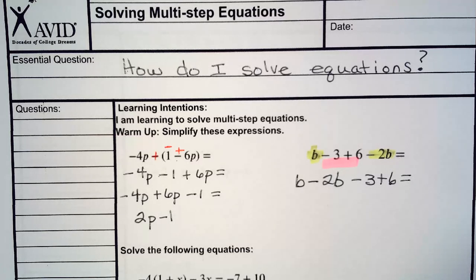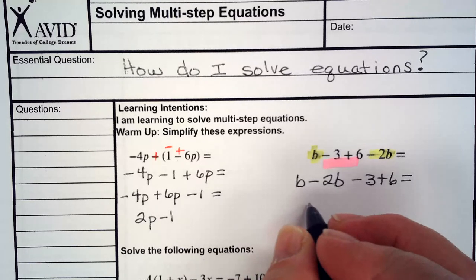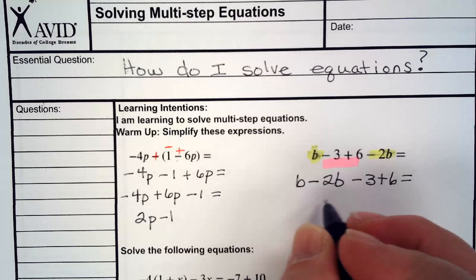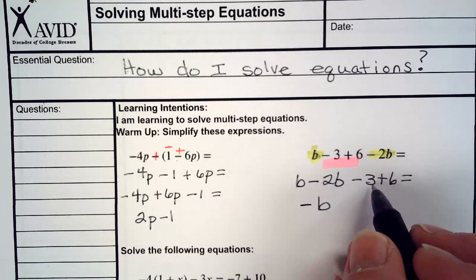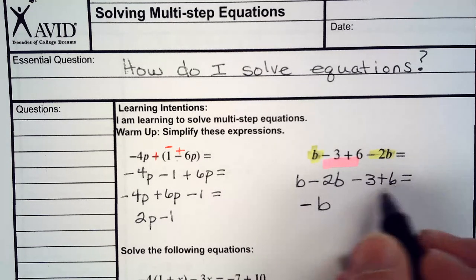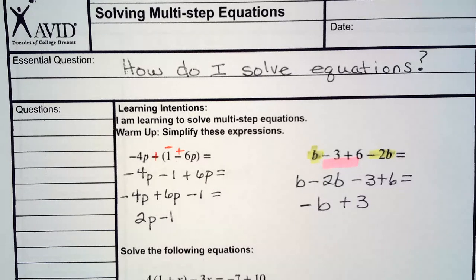1 minus 2 is -1. I could put -1b, but we usually do not put the 1 there. So it's just the opposite of b, or -b. -3 plus 6, 6 minus 3 is 3. So it'd be plus 3, and we are done. I hope that you were able to get these done on your own so you know how to simplify expressions.